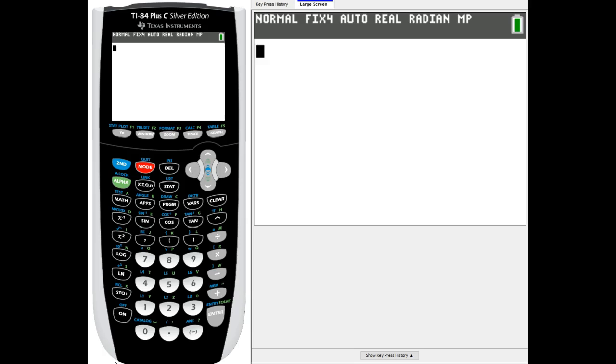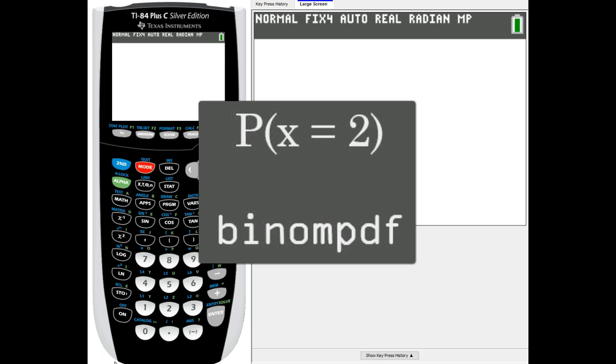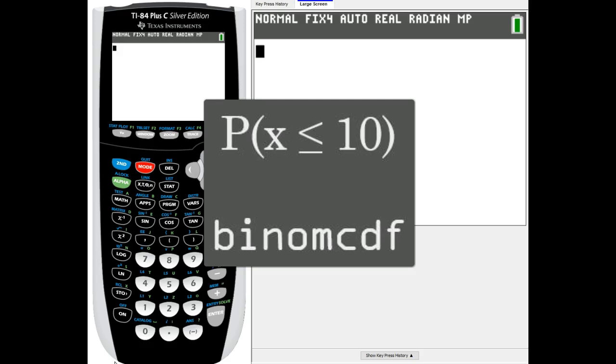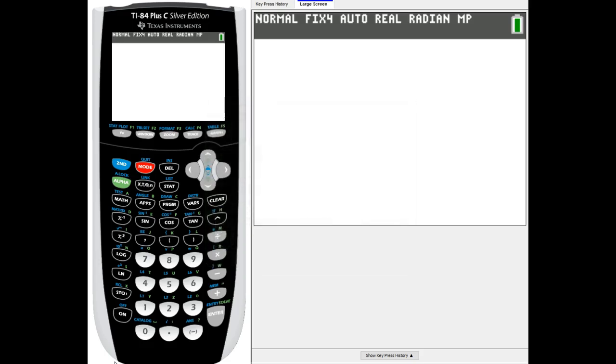When you have something like the probability that x equals 2, that x is exactly 2, then you would use PDF. If the probability you're looking for is x is less than or equal to a value, like the probability that x is less than or equal to 10, then you will use CDF. And if you're looking to answer a question where the probability is that x is greater than a value, then you're going to have to do a little bit of math on top of the CDF.